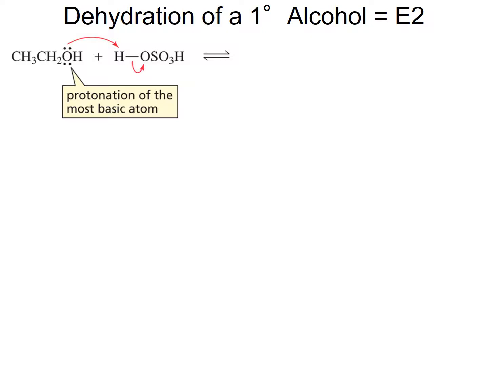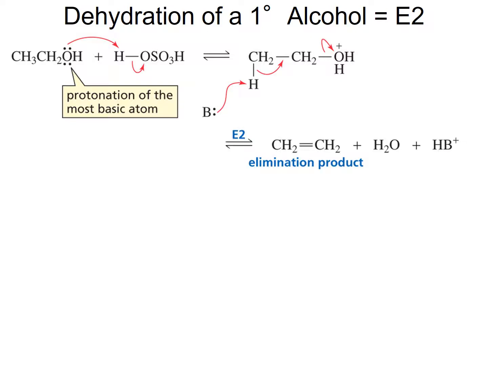What would the mechanism look like? Very similar to what we talked about in the last video, where our OH group is going to pick up that hydrogen. Since this is going to be an E2 reaction, it's going to happen in one step, where our base would come in, take the hydrogen, and kick off that leaving group. Here you would have only one possible product.